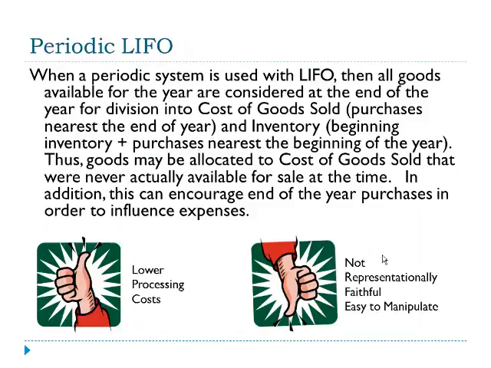When a periodic system is used with LIFO, then all goods available for the year are considered at the end of the year for division into cost of goods sold, purchases nearest the end of the year, and inventory, the beginning inventory plus purchases nearest the beginning of the year. Thus, goods may be allocated to cost of goods sold that were never actually available for sale at the time any sale was made. In addition, this can encourage end-of-the-year purchases in order to influence expenses. Periodic LIFO has an advantage of having lower processing costs, but it is not representationally faithful and it's easy to manipulate.